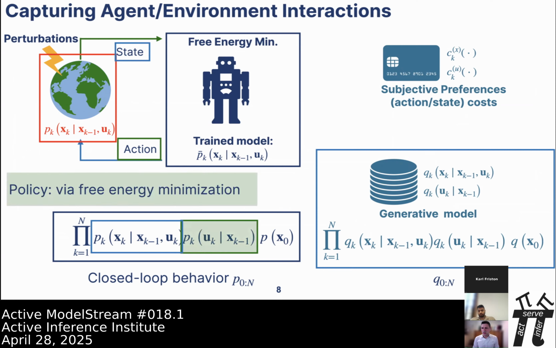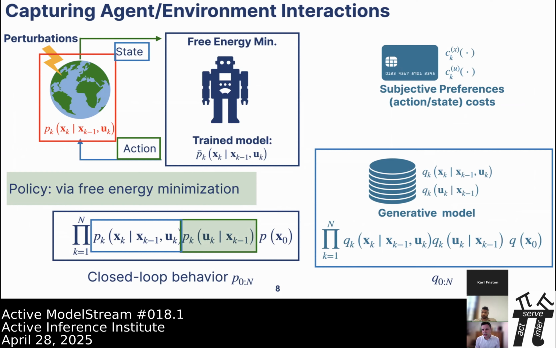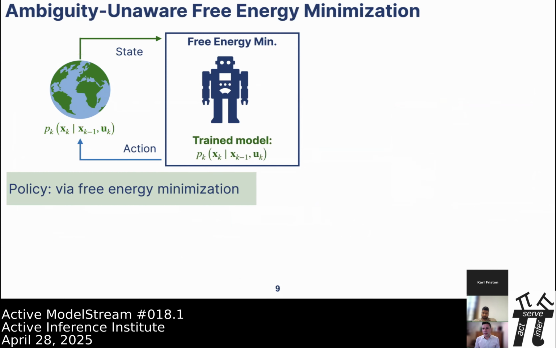So the subject of our model, the goal of our model, is that of computing the method to generate the action. So it's to compute the policies. And the policies are going to be computed via free energy minimization. So how do we cast the free energy minimization problem?